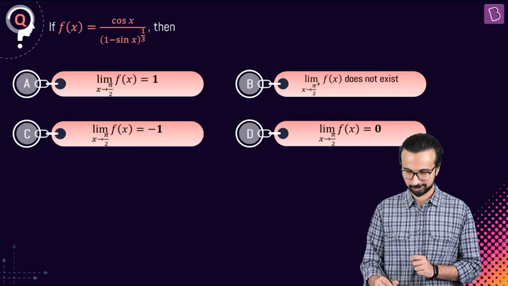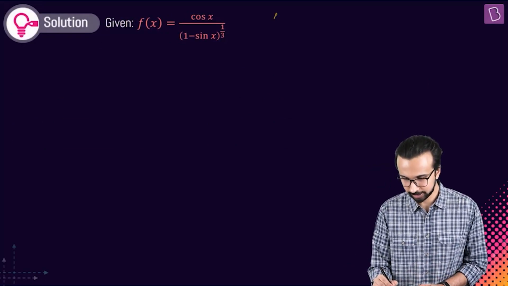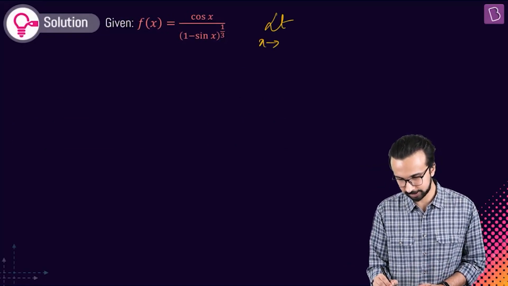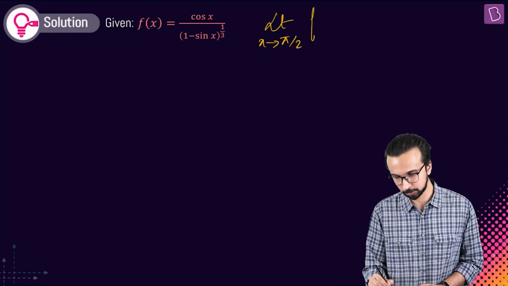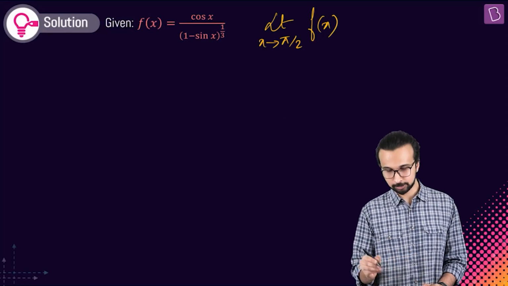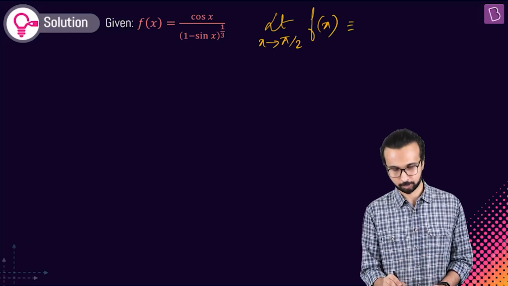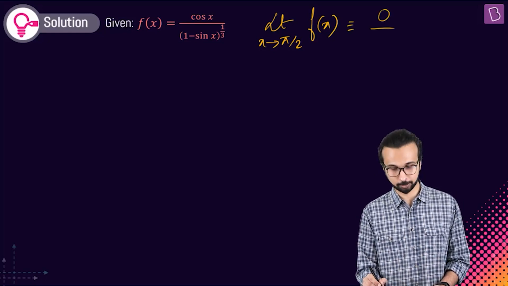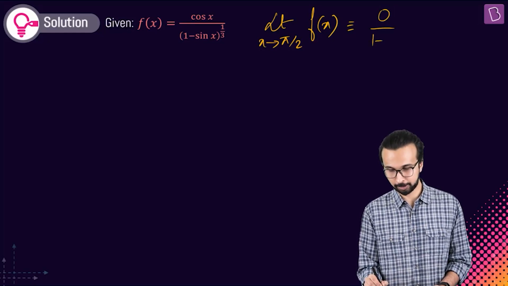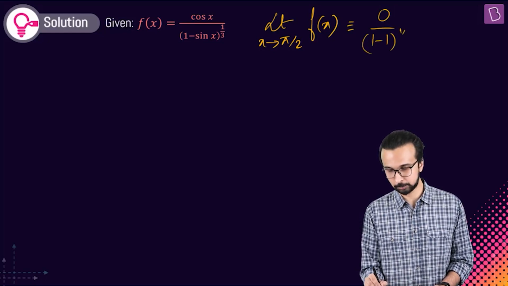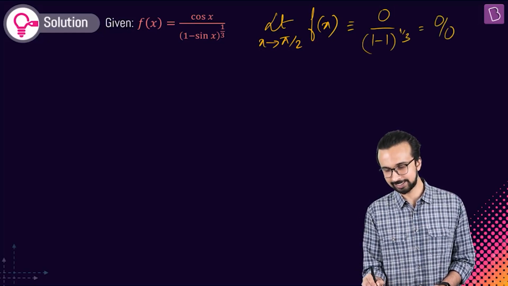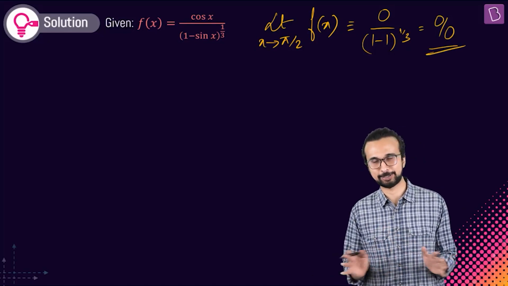Let's go. So here we have this question. We need to find the limit of this f of x when x tends to pi by 2. When we plug in pi by 2 directly, what form do we get? Cos of pi by 2, the numerator, is 0. In the denominator, 1 minus sin pi by 2 makes it 1 minus 1 raised to 1 by 3. Essentially, we are getting a 0 by 0 form.